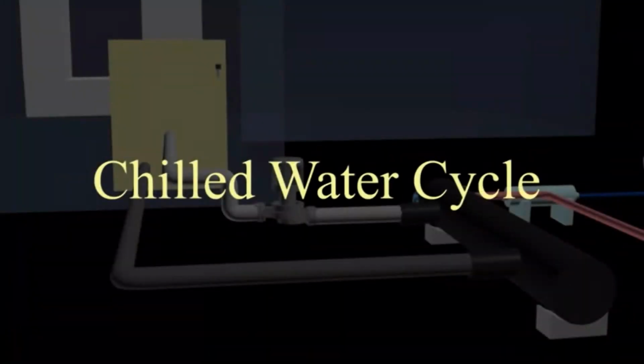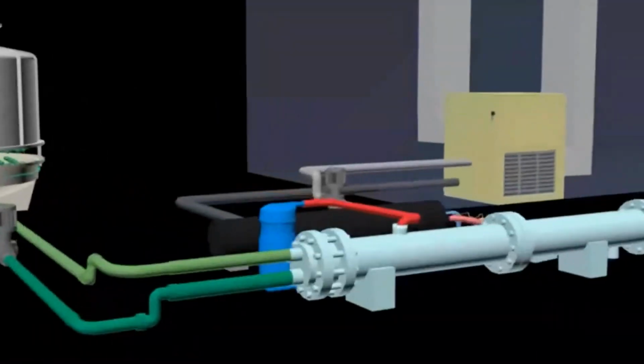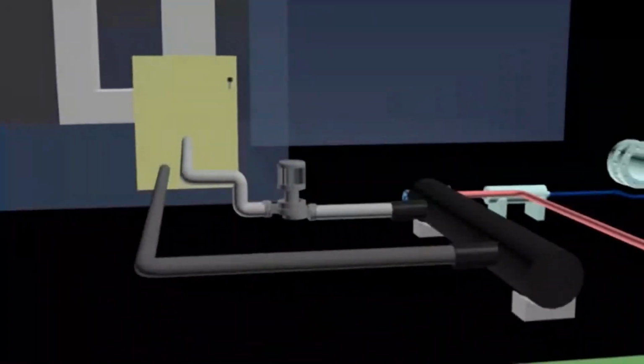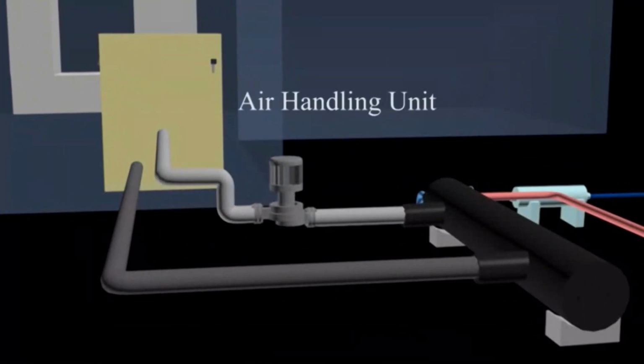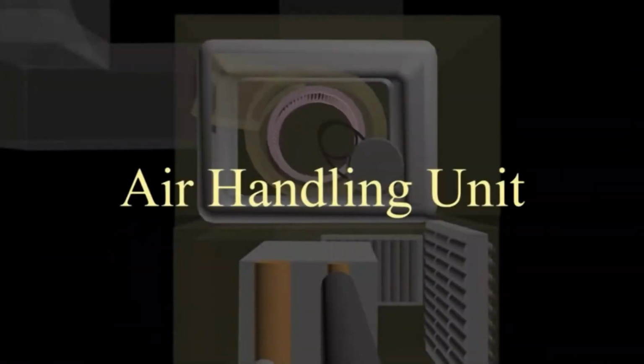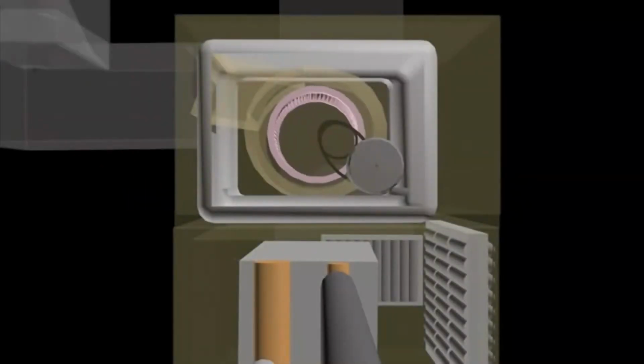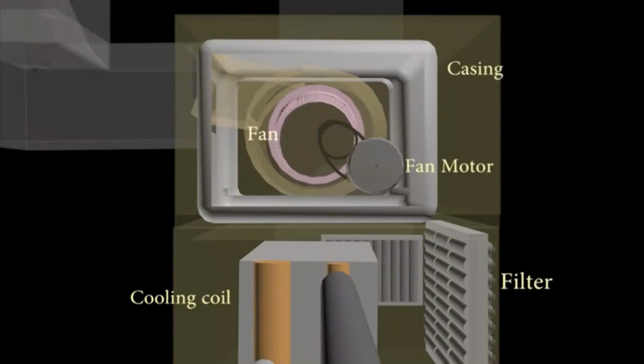Chilled water cycle. The chilled water cycle consists of two basic components, which are the air handling unit and the water pump. Air handling unit. The air handling unit is a place where cold air is produced before it can be distributed. It consists of several key components such as cooling coil, fan motor, belting, filters and the casing.